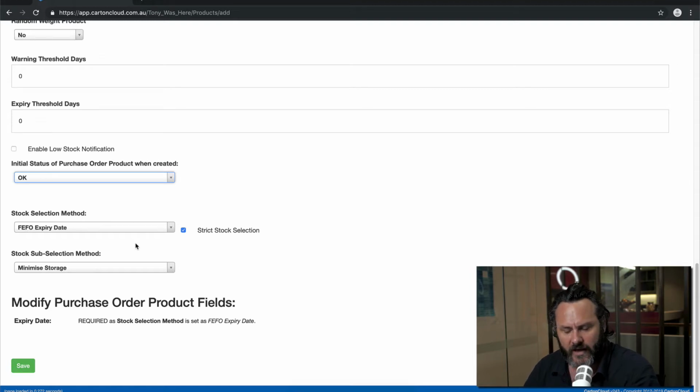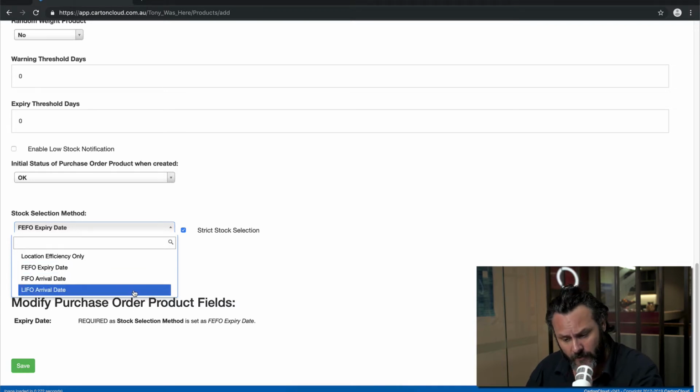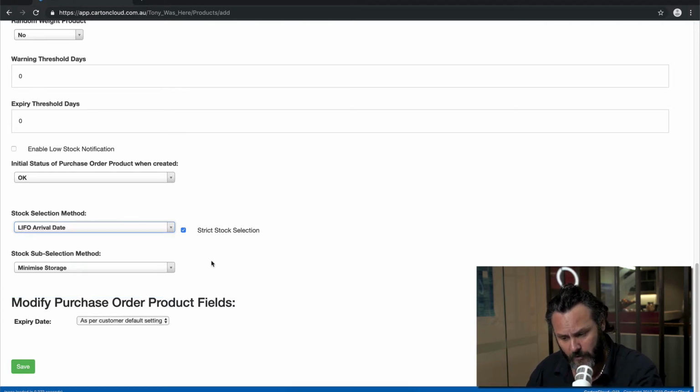Stock selection method. First expiry, first out. Now, what happens is if I don't have an expiry date on my product and I leave this as first expiry, first out, it will always be looking for an expiry date. So the other methods we have are location efficiency, which is self-explanatory. We have first in, first out. So the first product in will be the first one out. So it rotates the stock. Or if I've got long, narrow aisles, I might want to have it so that it is last in, first out. Because the first one is right at the very back and I just want to grab my last one because it's packs of cartons and it doesn't really matter.